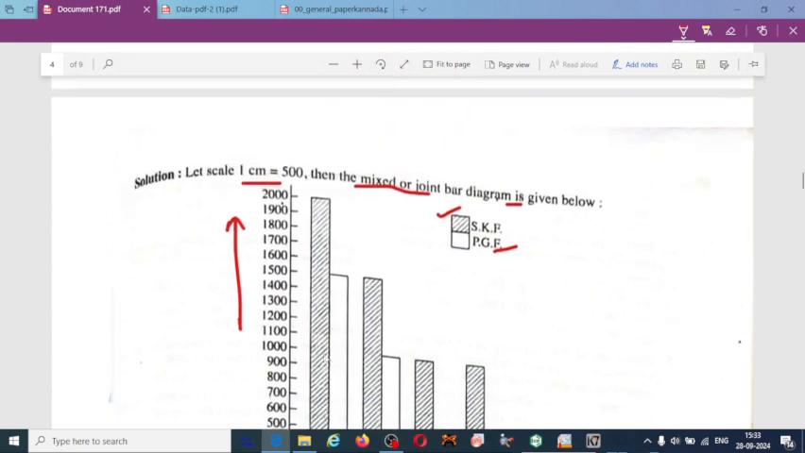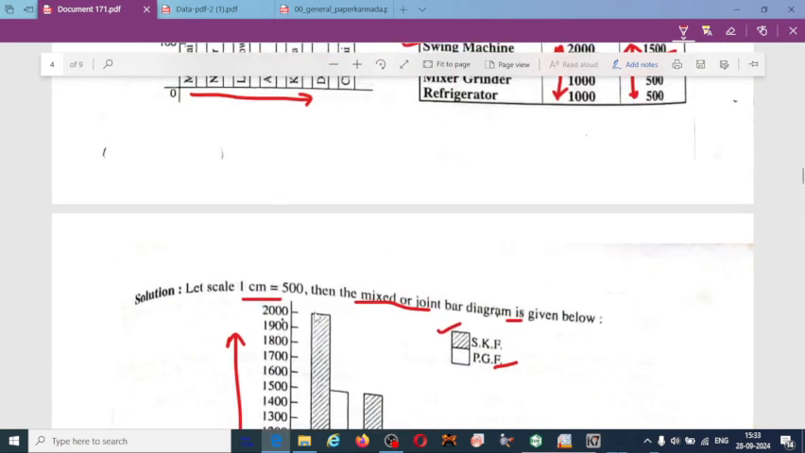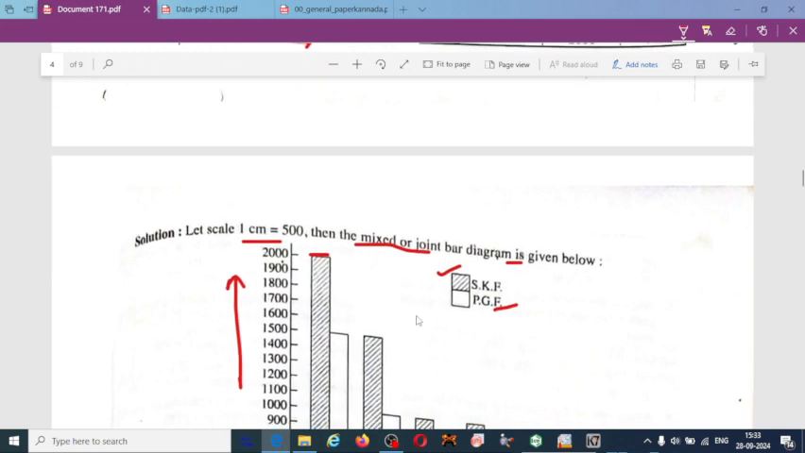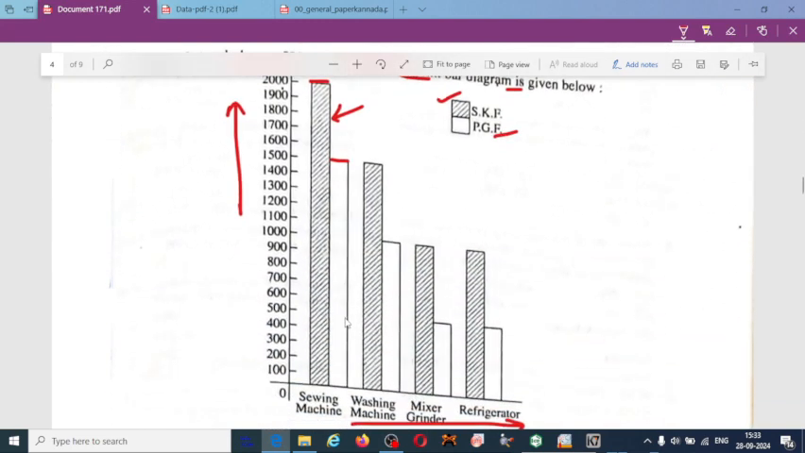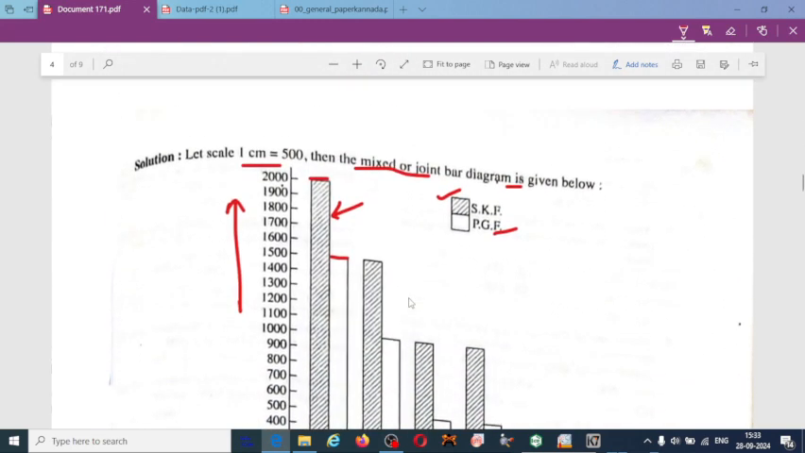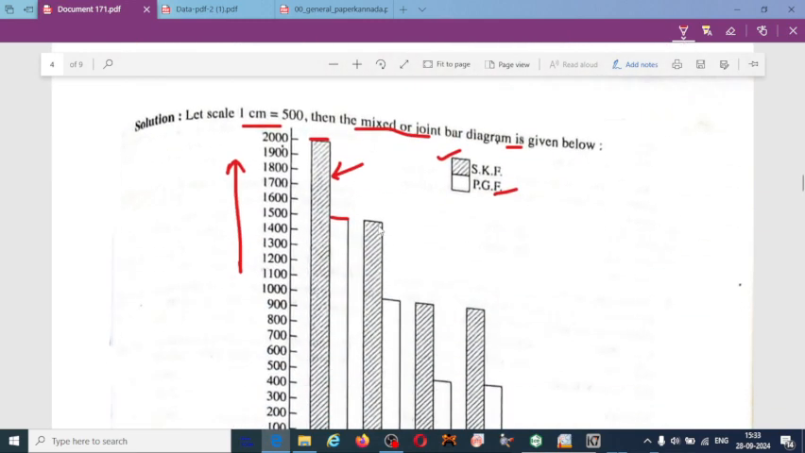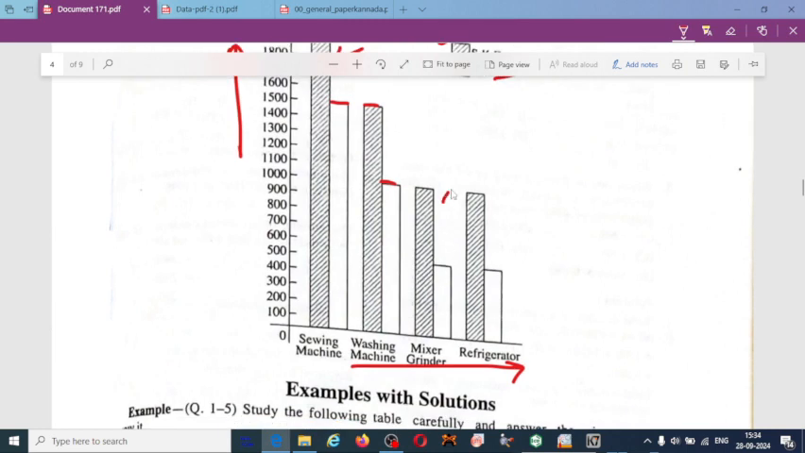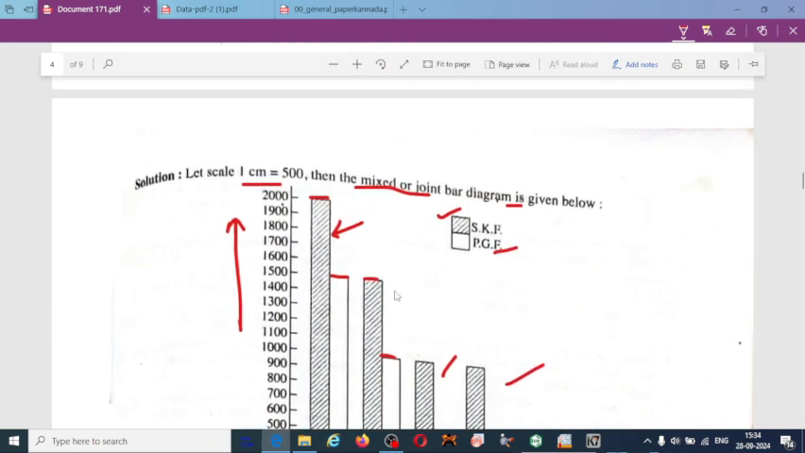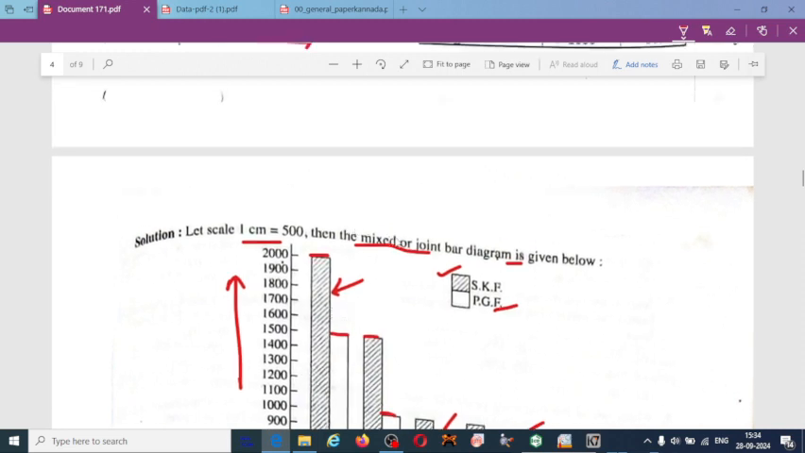So for the sewing machine, the production from SKF is 2000 and PGF 1500. This is the joint bar diagram. Like that you can draw the diagram. For the washing machine, the production is 1500 and 1000 by PGF company. Similarly mixer, grinder and refrigerator. This is what we call a mixed or joint bar diagram.